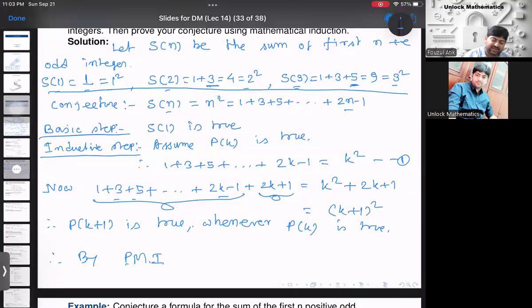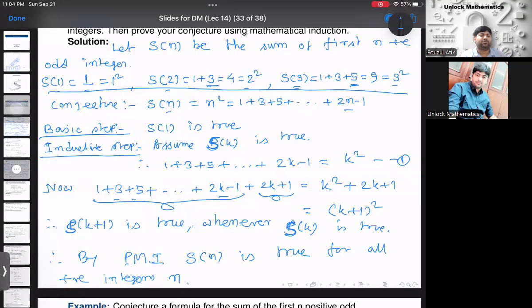in this case I have made it as S, so all these things I have taken as K, P, but it will be S. I should write it as S, because mathematically your expression should be the same. So by the principle of mathematical induction, Sn is true for all positive integers n. And that means the sum of the first n positive odd integers is n square. The proof is done. I hope it is clear.